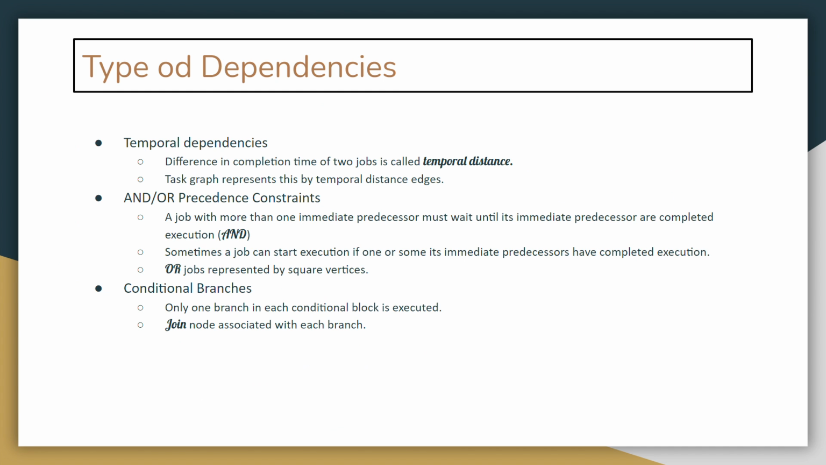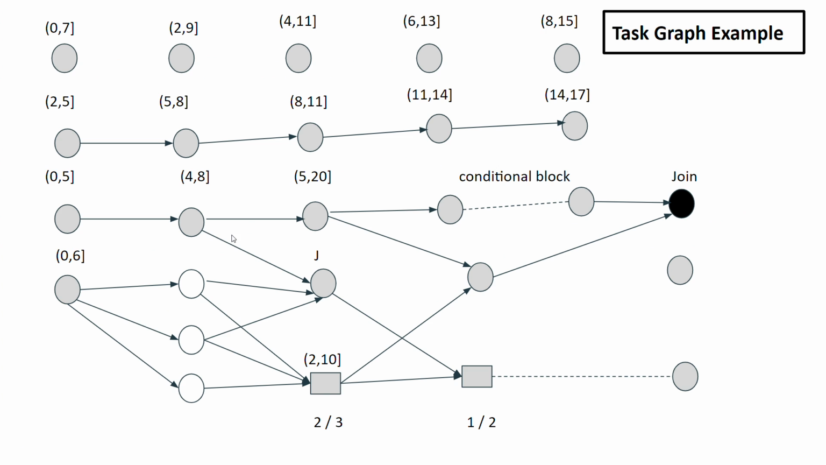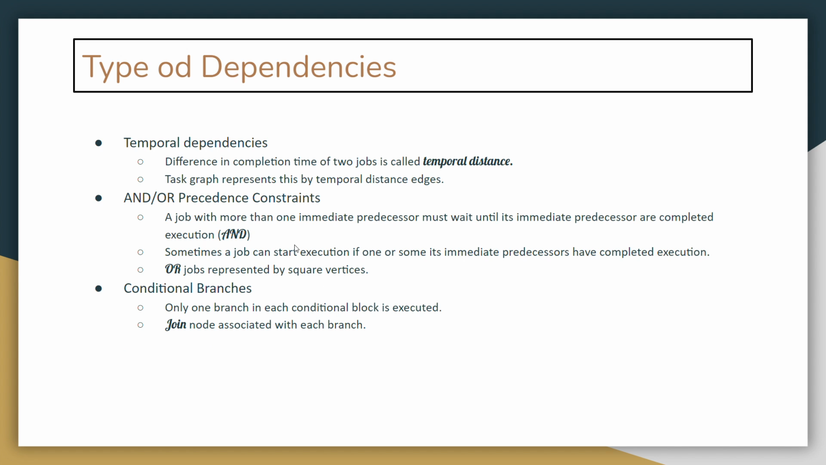Temporal dependency is the difference in completion time of two jobs, called temporal distance. The task graph represents this by temporal distance edges and precedence constraints. A job with more than one immediate predecessor must wait until all its immediate predecessors have completed execution. It's called AND, like I have shown here, where all the predecessors should complete. And sometimes a job can start execution if one or some of its immediate predecessors have completed execution.